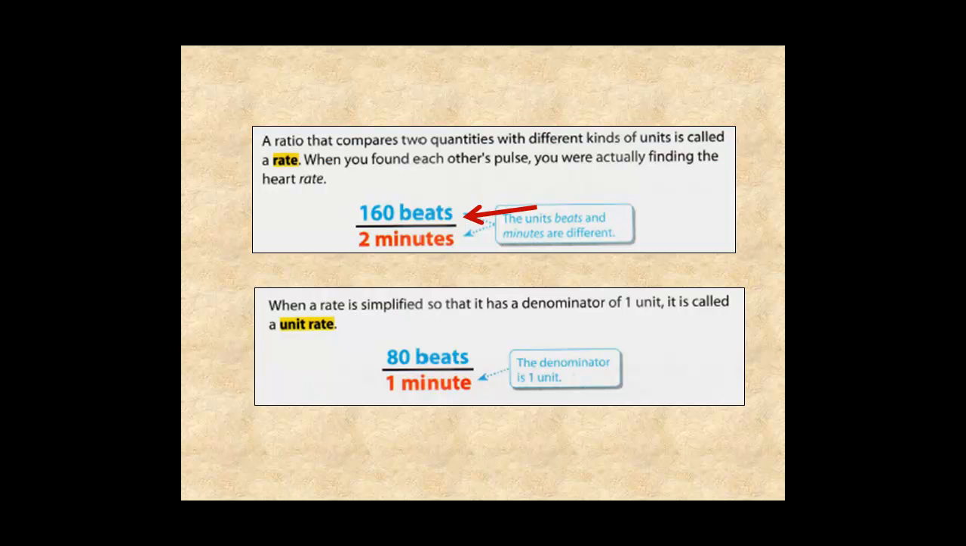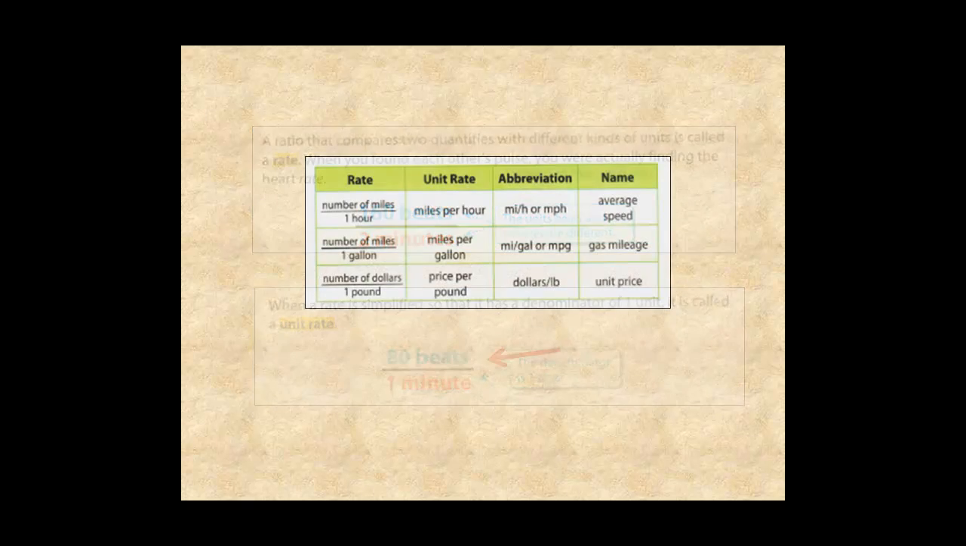When you simplify the ratio so that the denominator is equal to 1, you have a unit rate. For example, 80 heartbeats in 1 minute. Here are some common unit rates: miles per hour, miles per gallon, and price per pound.